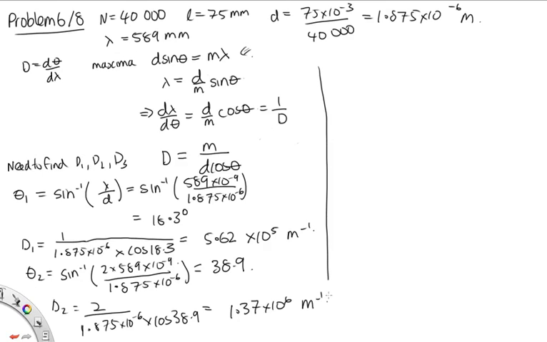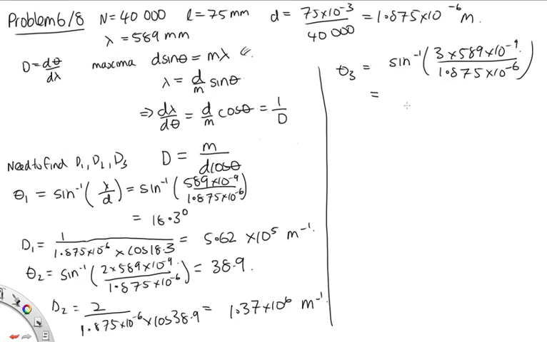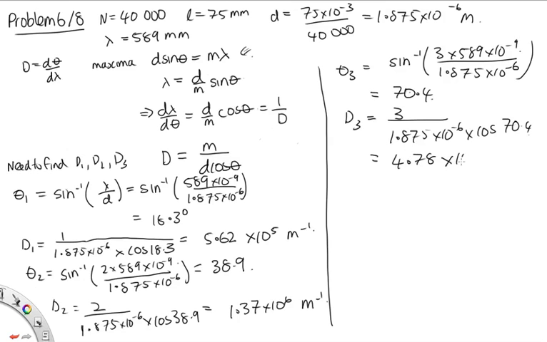And then finally, theta 3 is equal to inverse sine of 3 times 589 times 10 to the minus 9 over 1.875 times 10 to the minus 6. Solving this, we get theta 3 is equal to 70.4, which tells us that D3 is equal to 3 over 1.875 times 10 to the minus 6 times cos of 70.4, and solving that, we get 4.78 times 10 to the 6 inverse meters. And that's the answer to part A.